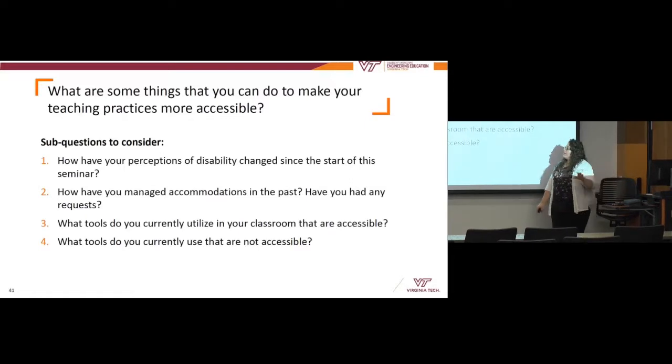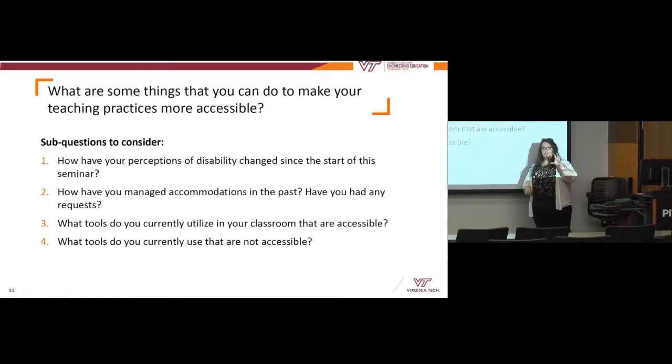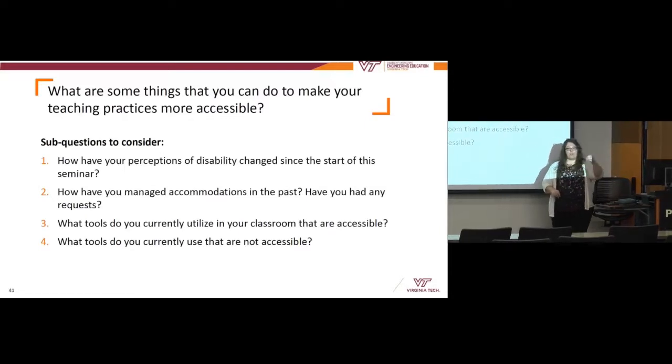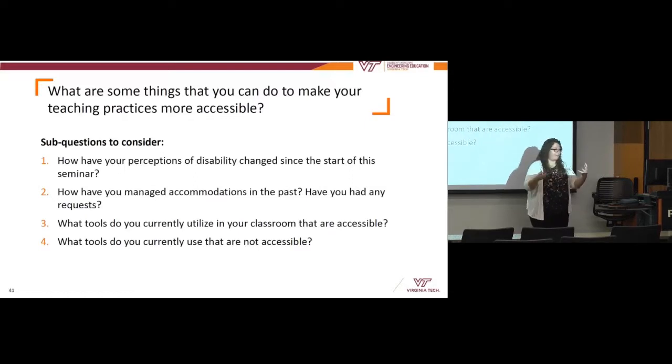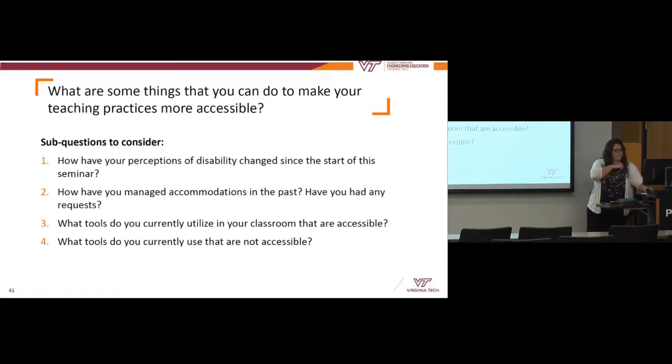Some of the questions I wanted you to think about while you were talking through these: you can talk in groups again, or do it by yourself, particularly if you're reflecting on your own identities and how that influences you. How have your perceptions changed since the start of this seminar? How have you managed accommodations in the past? Have you had any requests? For staff, what are your interactions with faculty in terms of accommodations? Do you know about them, depending on what office you come from? And in terms of teaching, what practices do faculty tend to use that are not as accessible, and what could we do to make them more accessible? We'll go through and talk about these things, and we'll come back for a wrap up in about 15 minutes or so.